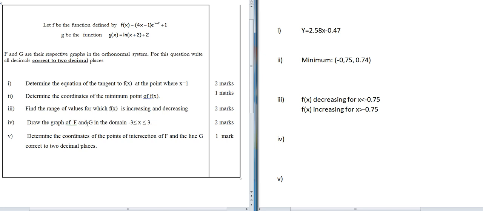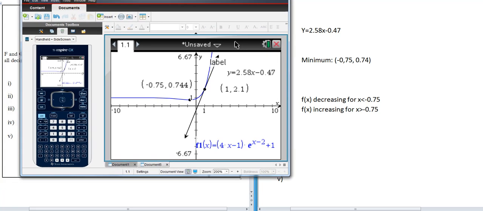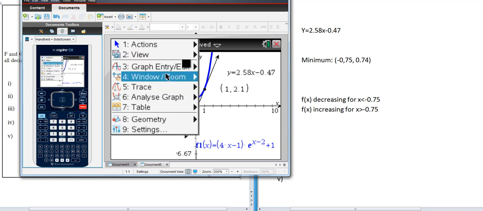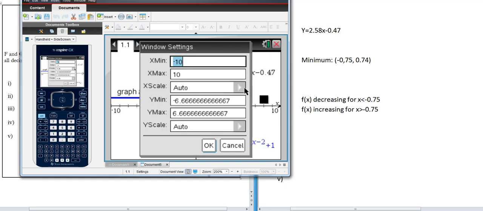Draw the graph of f and g in this domain. Okay, so basically we just have to have a look. Let's see, -3 to 3. We have to zoom out a little bit to see what's happening up here. How about we just change the window? Maybe we go from -4 to 4. And right now we need to go up a little bit. We can actually start at 0 and maybe go to, let's say, 12.